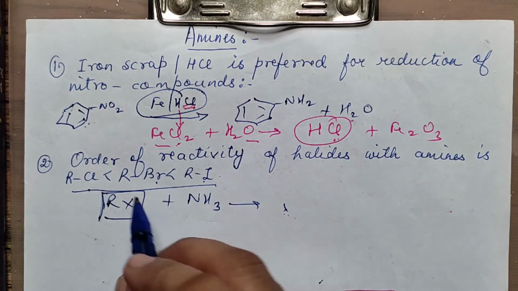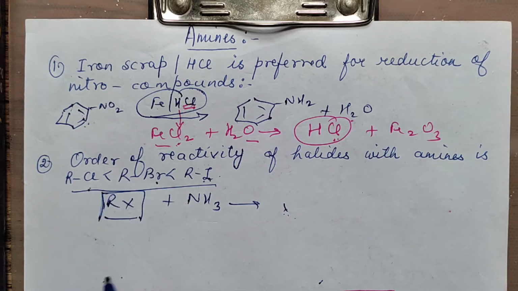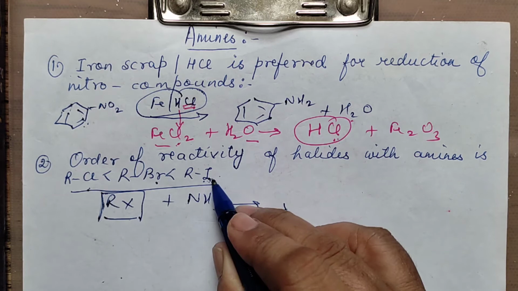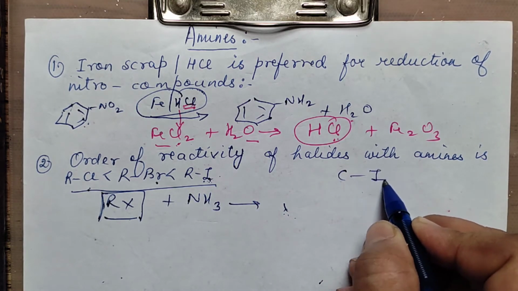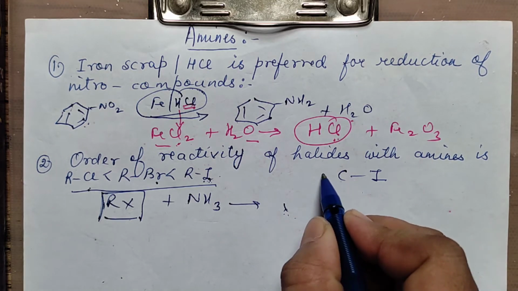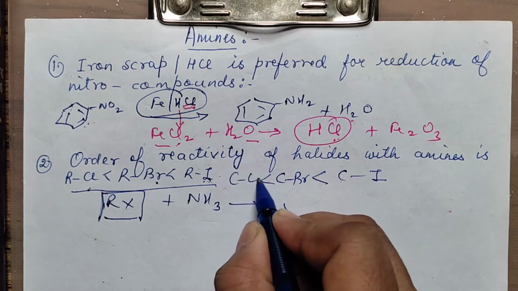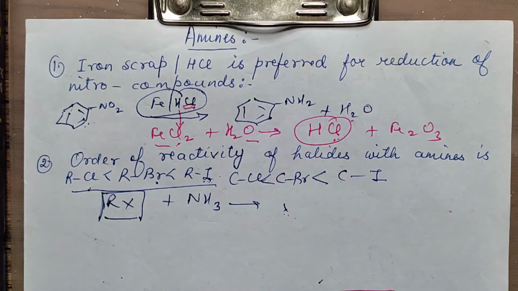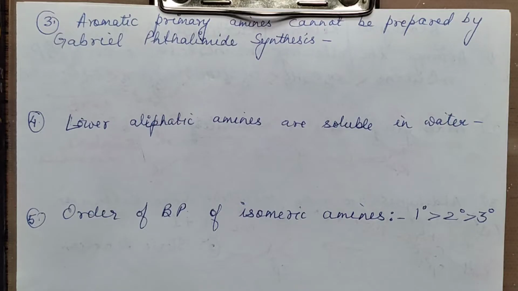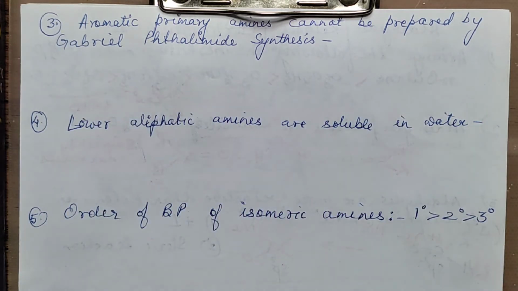You will write that iodine is biggest in size, then bromine and then chlorine. Because iodine is biggest in size, the carbon-iodine bond will be the longest, so it will break easily. So that reaction will be maximum, then comes C-Br and then C-Cl. So it is on the basis of the bond length that the order of reactivity will be decided. Clear?